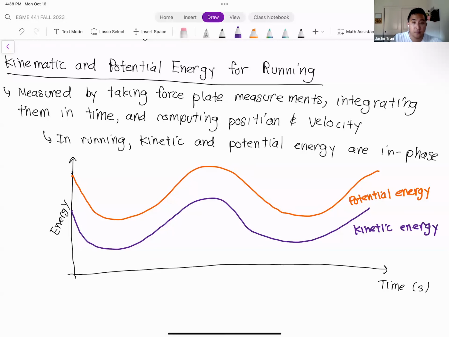But of course, depending on how fast you're going, how quickly you're sprinting, your kinetic energy might actually exceed your potential energy, so it depends on the magnitudes of your running. But I drew them slightly offset just so that you can see them.